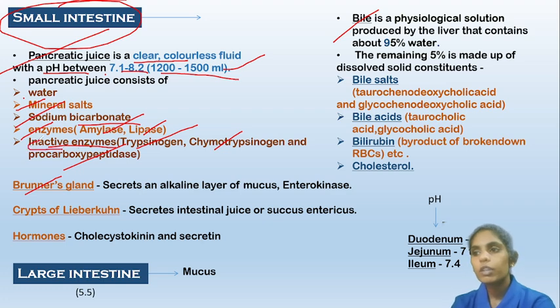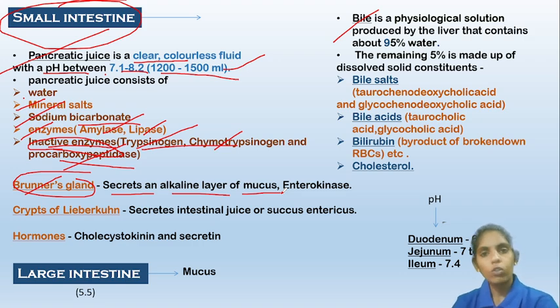And this term inactive enzymes, why the name inactive enzymes? It means these enzymes are in an inactive state. Okay, they will not perform any digesting function unless they are activated by an enzyme. So there is a gland called Brunner's gland in the wall of the small intestine. It secretes an alkaline layer of mucus. When the acidic food from the stomach enters the small intestine, it might try to damage the intestinal lining. So that's why the Brunner's gland will secrete an alkaline layer protecting the lining of the small intestine.